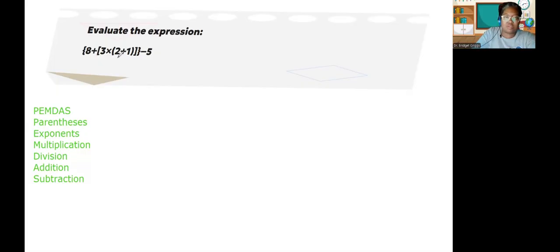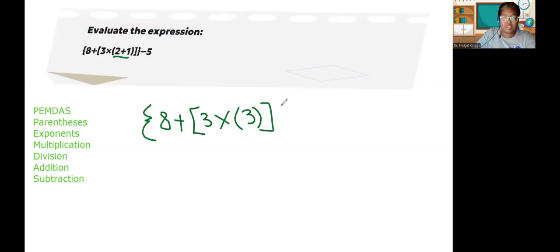So first we'll start with this innermost parentheses, which is 2 plus 1. So whatever we're not working with, we bring that down. So we'll have 8 plus, and then bracket 3 times, and parentheses, 2 plus 1 is 3. So 3, close parentheses, close the brackets, and close the brace, and minus 5. So now we have worked with the first level.